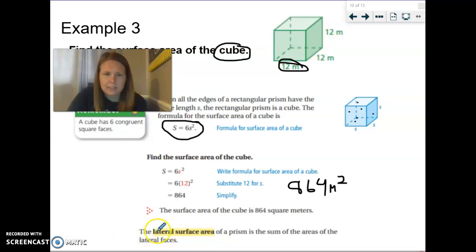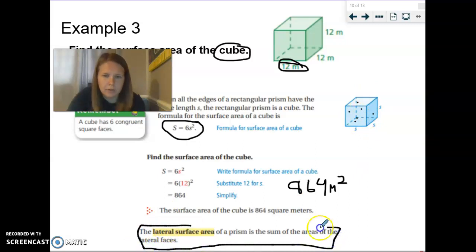I didn't realize this. It just says the lateral surface area of a prism is the sum of the areas of the lateral faces. Okay, so it is just going to be the area around it. So it's not going to be the top and the bottom. It's just those square parts that are around it. And that part's going to be important for the next problem that we actually do here.